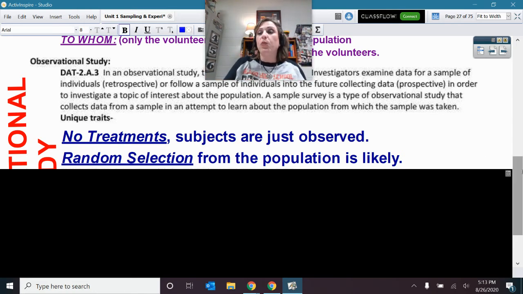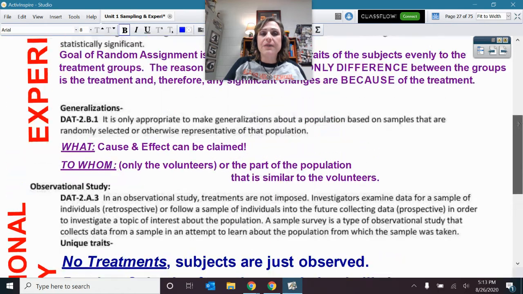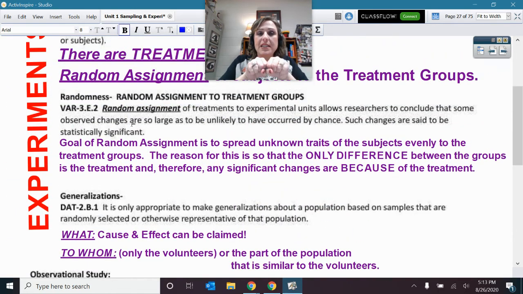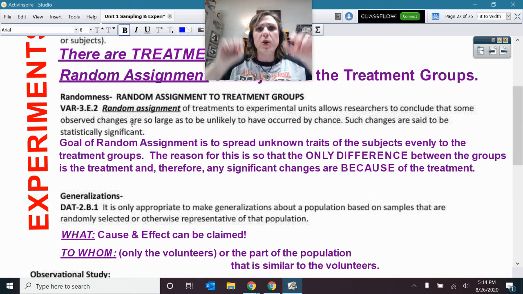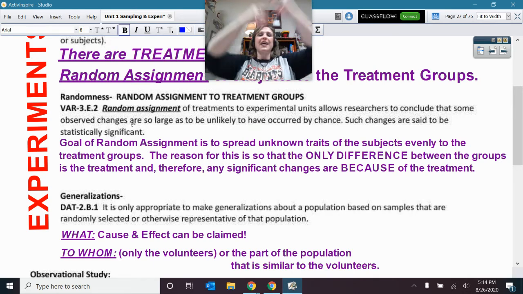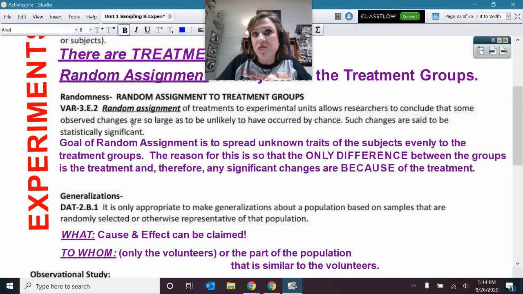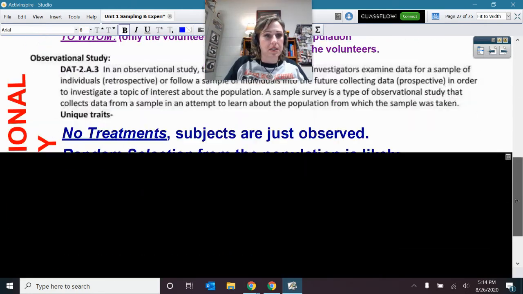All right, so random selection. That's different than up here, where we had random assignment. Assignment is putting them into the treatment groups. Random selection is just, hey, let's select randomly who we're going to study. Okay?